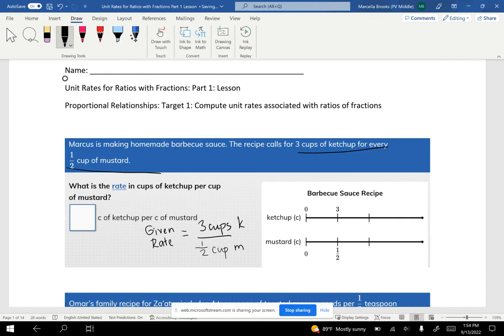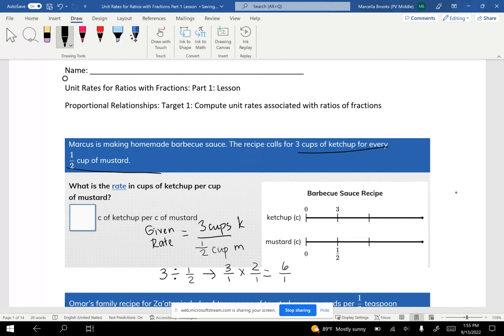So the way we do that is 3 divided by 1/2. Remember that we keep, change, flip. So keep, we have to write the whole number as a fraction. We write it as 3 over 1. We change the sign to multiplication, and then we flip the second number to its reciprocal. So 1/2 becomes 2 over 1. And then we multiply straight across. So 3 times 2 is 6. 1 times 1 is 1.